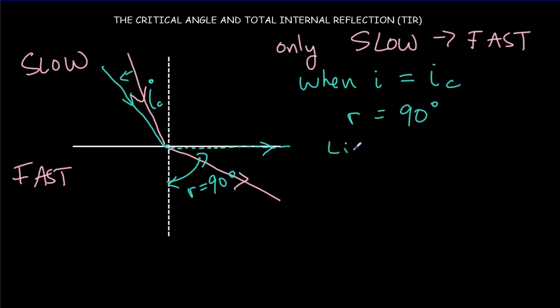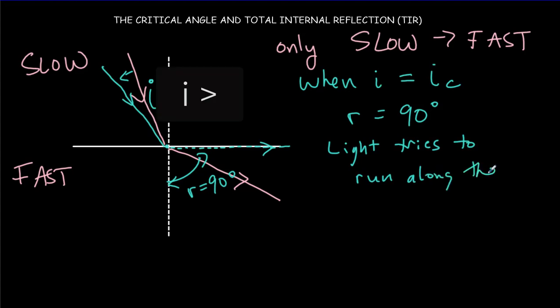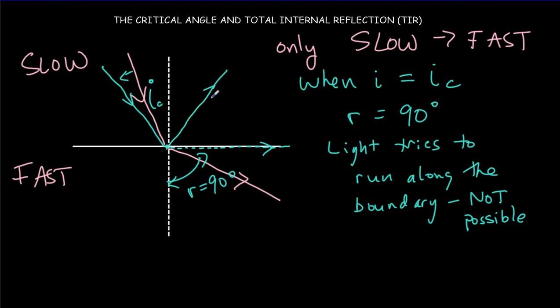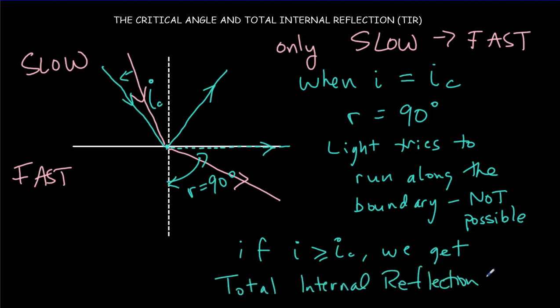And that's when light tries to run along the boundary. But it turns out that's not possible. So none of the light gets transmitted, and what happens is all of the light is reflected. So if the angle of incidence is greater than or equal to that critical angle, we get total internal reflection. No light is transmitted from that slow medium into the fast medium. It all gets reflected and stays in the slow medium.